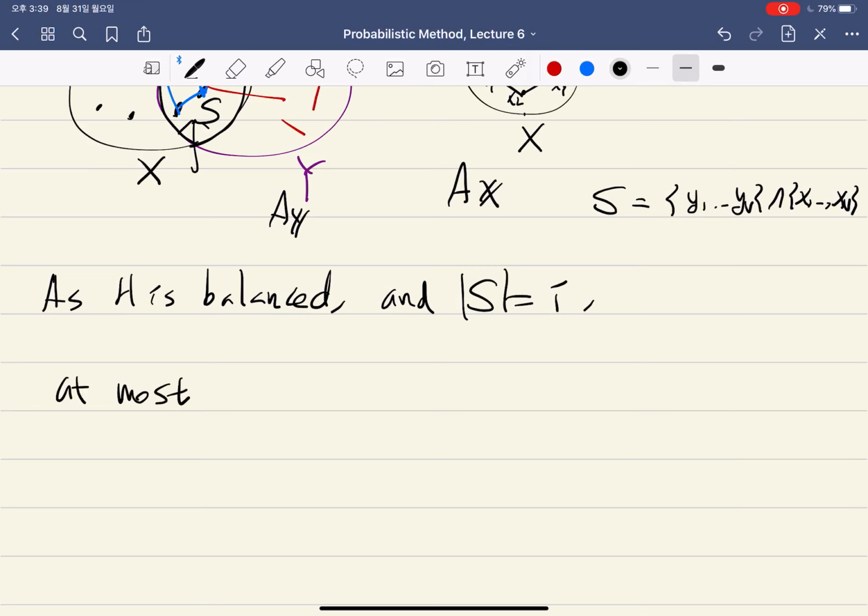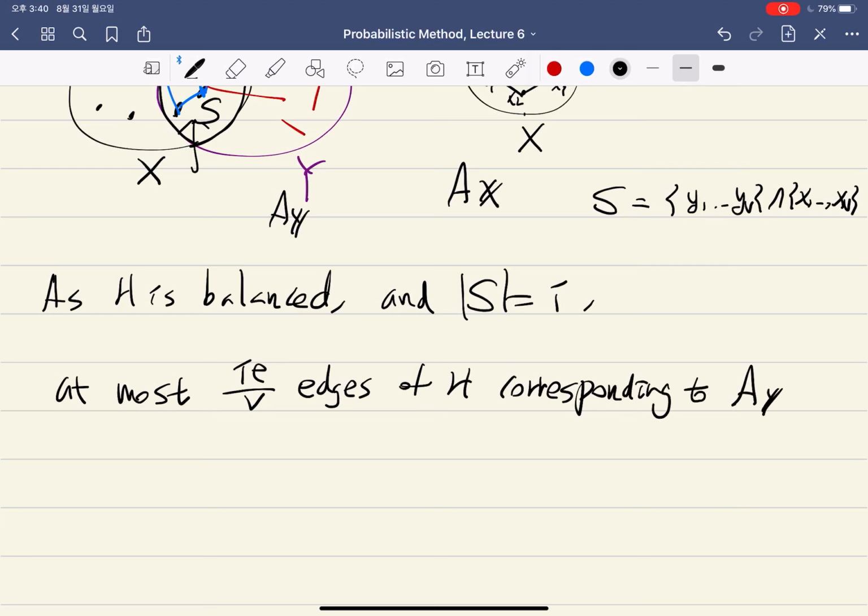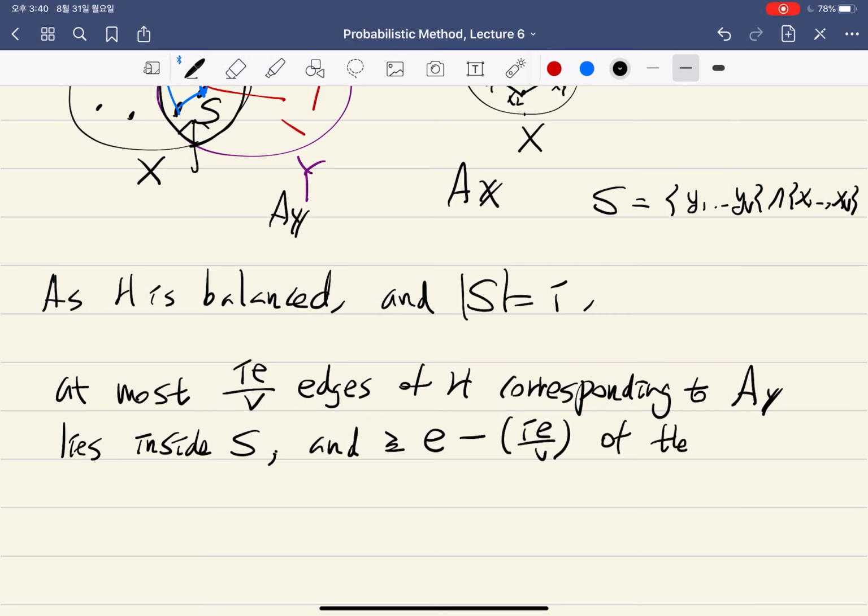And at most IE over B edges of H corresponding to this AY lie inside S. And the number of remaining edges is at least this many of them, which do not lie in X1 to XP.